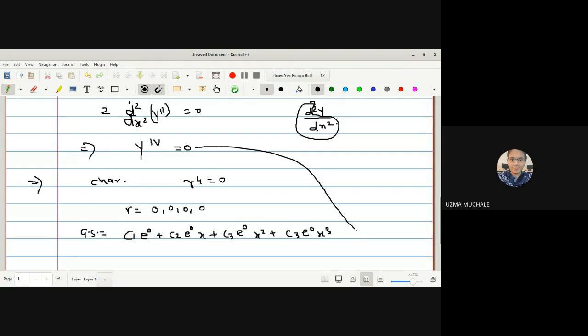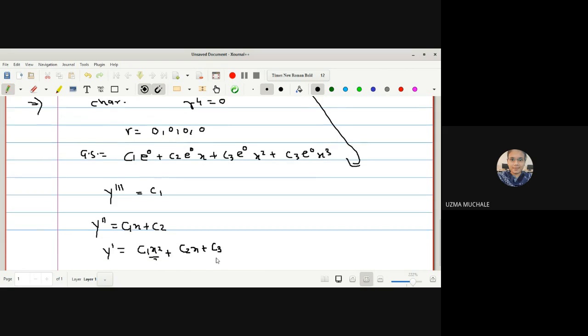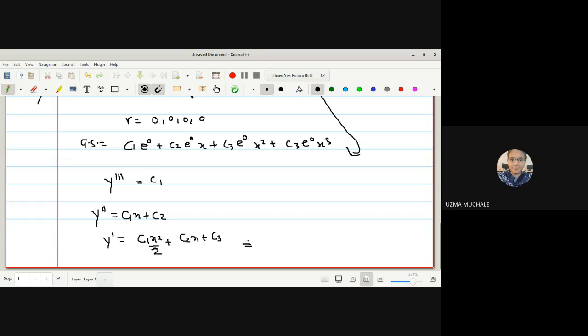Or indirectly you can solve it directly from y raised to 4. Okay, y raised to 4, so integrate it, you will get y cube equal to some constant c1. Then you get y double dash equal to c1x plus c2. Then again you integrate, you get y dash, that is c1x square by 2 plus c2x plus c3. Correct? Next, if you again integrate, you get y equal to c1 x cube by 3 into 2, that is 6, plus next c2 x square by 2 plus c3 into x, plus c4. Okay, c1 upon 6 will become a constant, c2 upon 2 is a constant.